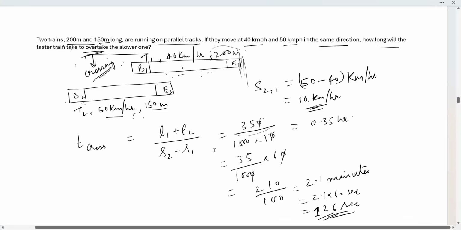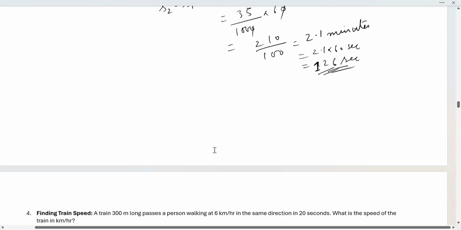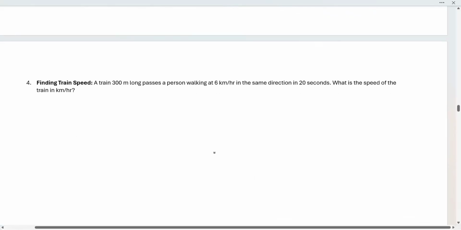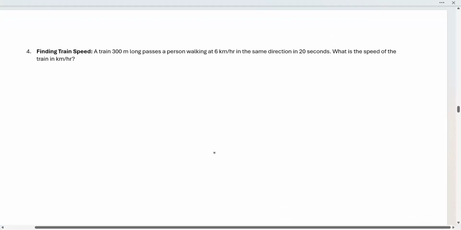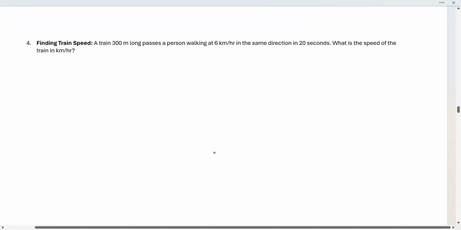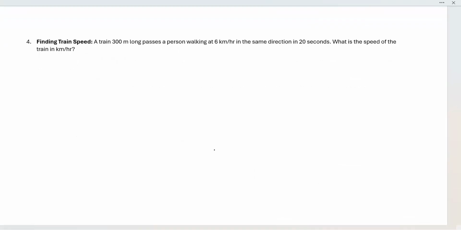So let's move to the next question. Now the question says a train 300-meter long passes a person walking at 6 kilometers per hour in the same direction in 20 seconds. What is the speed of the train in kilometer per hour? Okay. So this is the question like that we discussed. We have discussed this case.